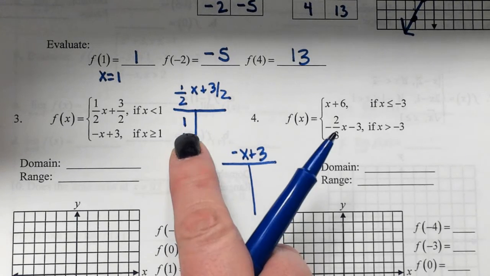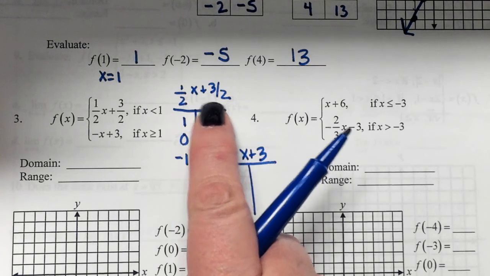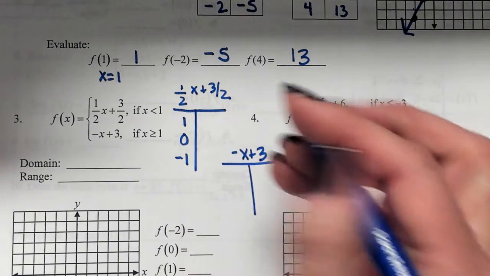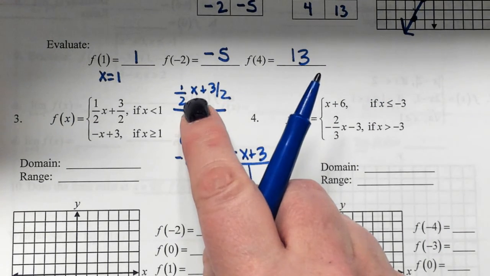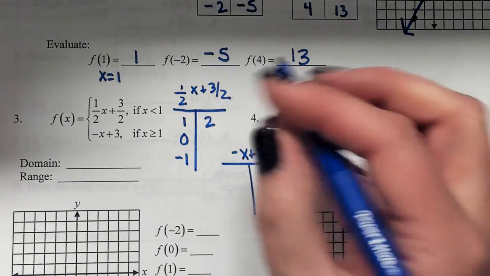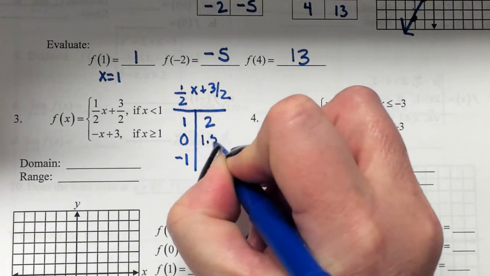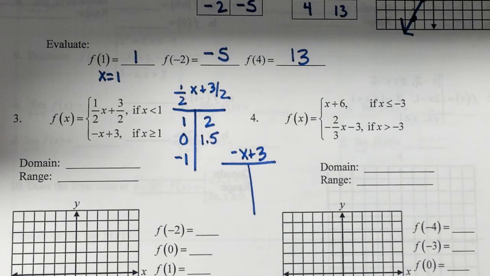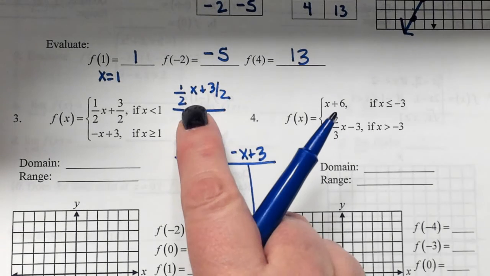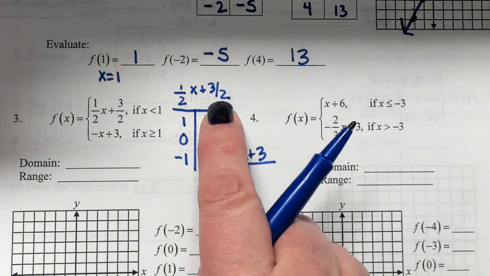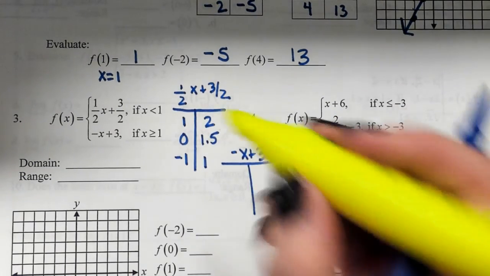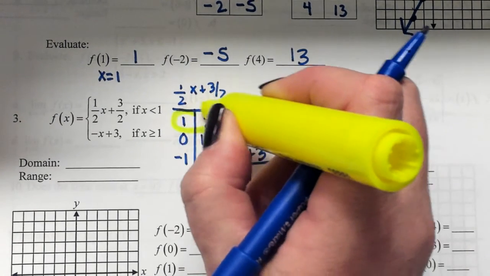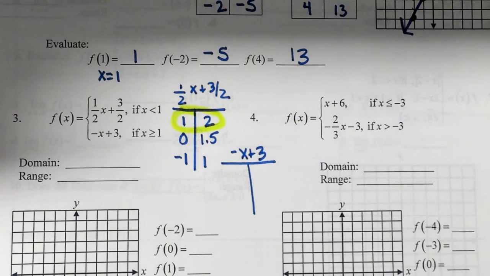So when I plug in 1, what's 1/2 plus 3/2? 1/2 plus 3/2 is 4/2, which is just what? 2. When I plug in 0 for x, 0 plus 3/2 is just going to give me 3/2 or 1.5. When I plug in negative 1, negative 1/2 plus 3/2 is going to give me 2/2, which is just 1. Tell me about this point 1, 2. Is it going to be an open circle or is it going to be a closed circle? Open.